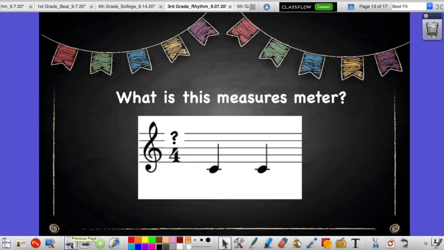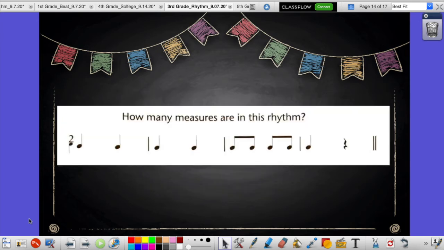So what is the meter for this measure? Well, we see that we have 1 beat and 2 beats, so it means this has a 2 on top. So how many measures are in this rhythm? Let's count them. 1, 2, 3, and 4.